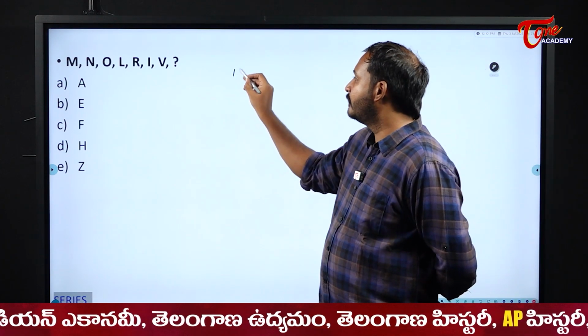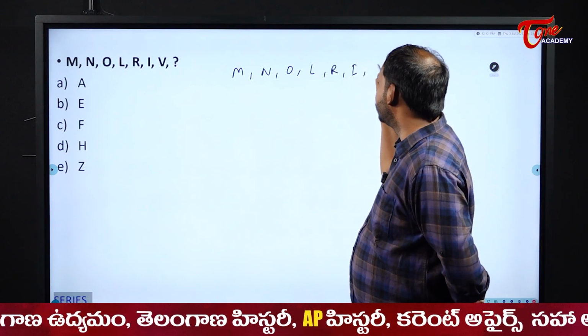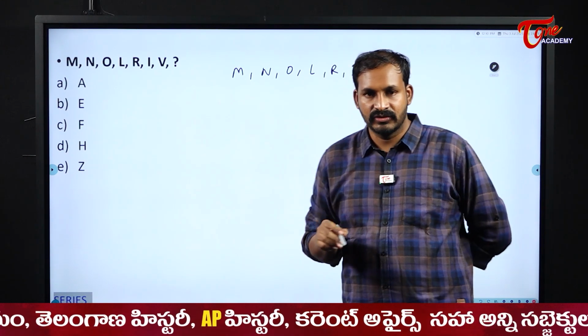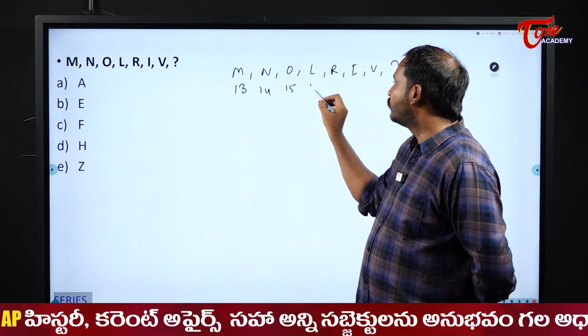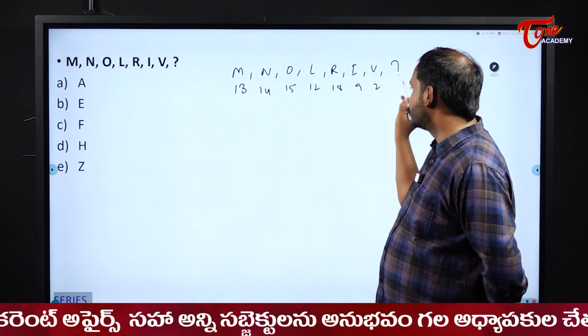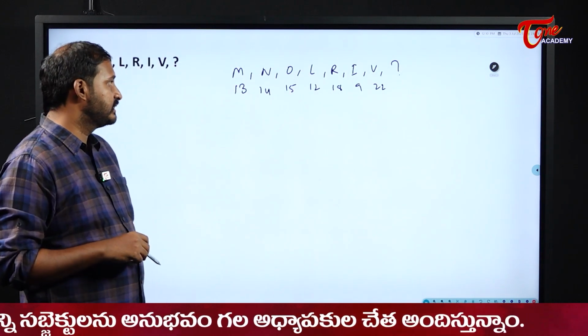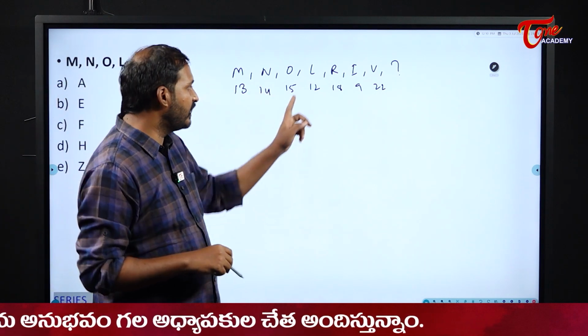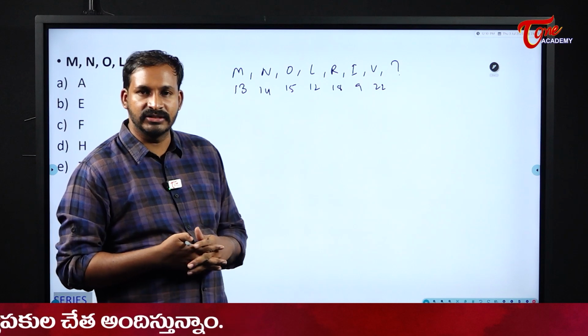MNOLRIV. What comes next? So M is what for me? 13th alphabet. N is 14, 15, 12, 18, 9, 22. Now please see here, students. If I think it is a single series, 13, 14, 15, okay fine. But what happens next? 12, 18, 9. Is it following any pattern here for me? No, it is not following.